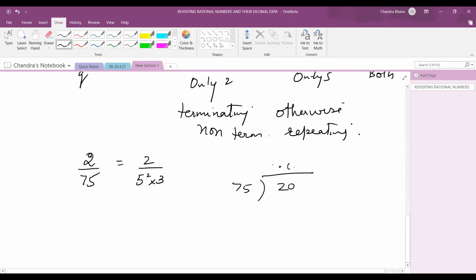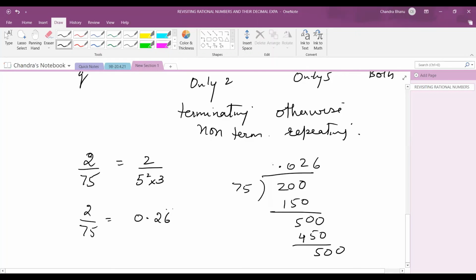Decimal, 2 twos are 150, 50, 0, 6, 450, again 50. Now, every time it's going to give me 50, 50. So, this comes out to be 2 by 75 is actually equal to 0.26 bar. This is happening because in my denominator, I have another number except 2 and 5. So, whenever I have a number except 2 and 5, my decimal expansion is non-terminating repeating.